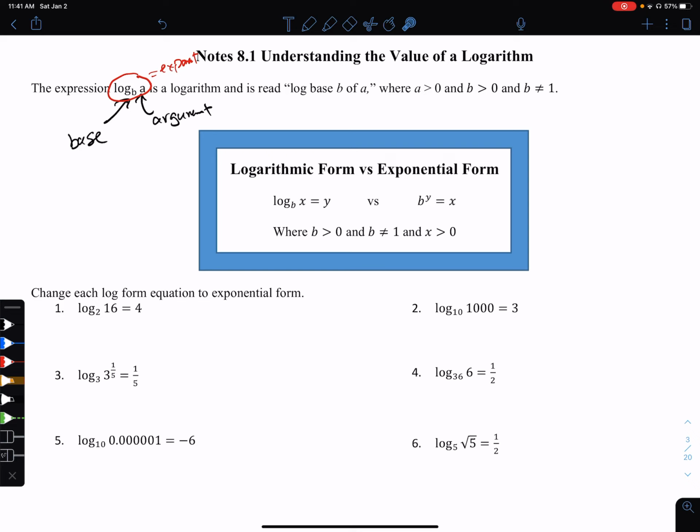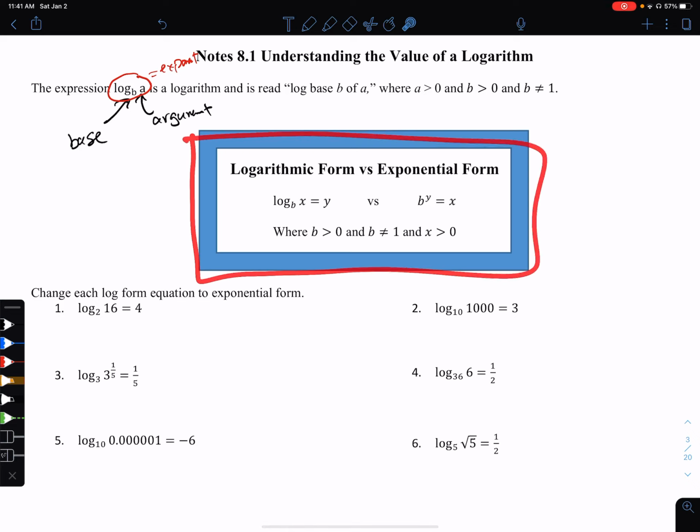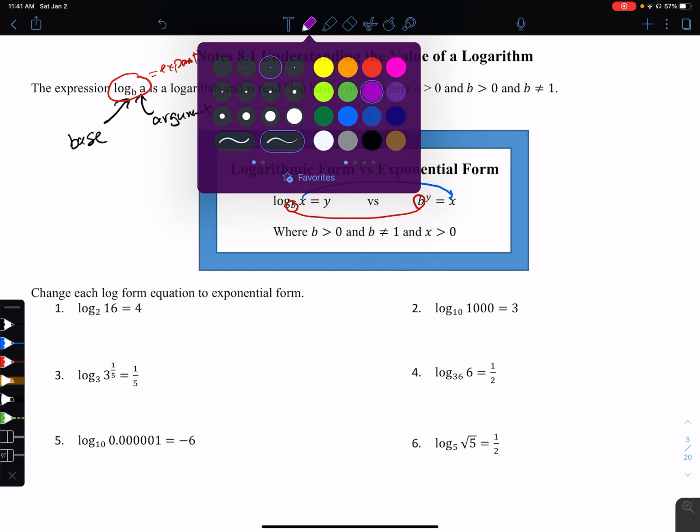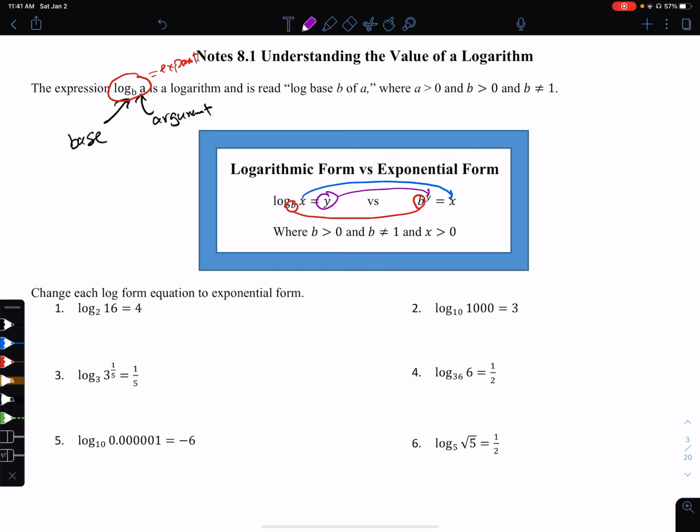Let's try to make some more sense of this by looking at logarithmic form versus exponential form. Exponential form: if we had a base raised to an exponent, it's going to equal this number x. Put this in log form, we have log with the same base. The argument was the item that was by itself over here in exponential form. And this whole thing is equal to the exponent, because if you put this in exponential form, that's where the exponent was.